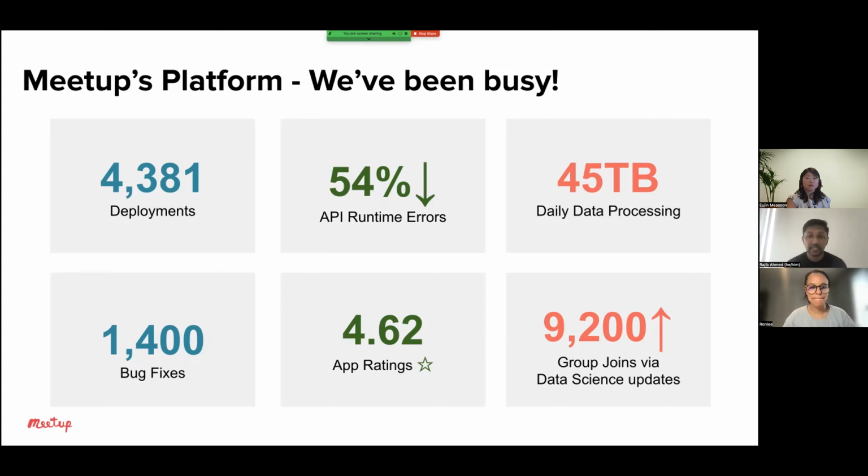And lastly, we're ensuring that we drive better recommendations and personalization. We process about 45 terabytes of data that allow us to learn how to best apply that. And some of the recent wins that we've seen is a total of 9,000 more group joins incrementally versus last year with the iterative things that we've been doing here. So just wanted to highlight some of these things.